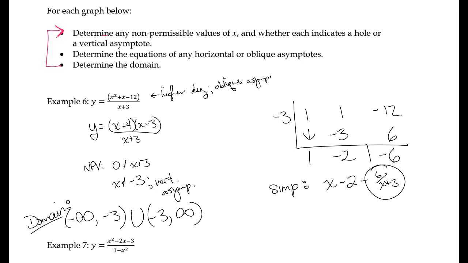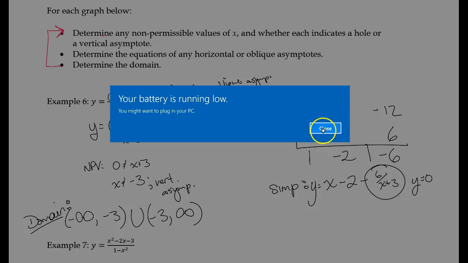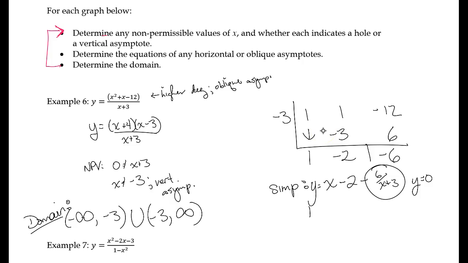Remembering that this is always my horizontal asymptote, or 0. I've got the remainder of this is going to be my horizontal asymptote. And it's no longer horizontal, it's oblique.